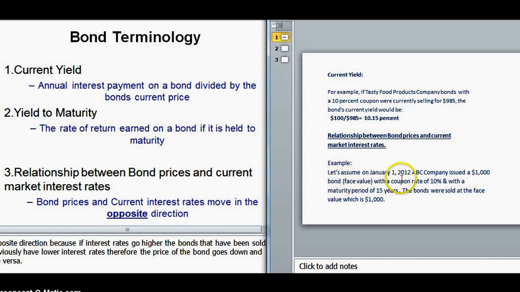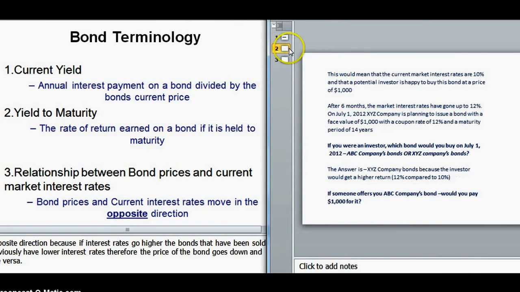Let us assume on January 1, 2012, the ABC company issued a $1,000 bond, which means the face value of the bond is $1,000, with a coupon rate of 10% and a maturity period of 15 years. These bonds were sold at the face value, which is $1,000.